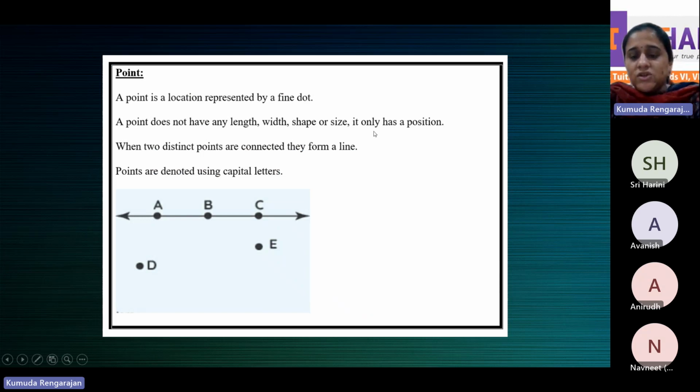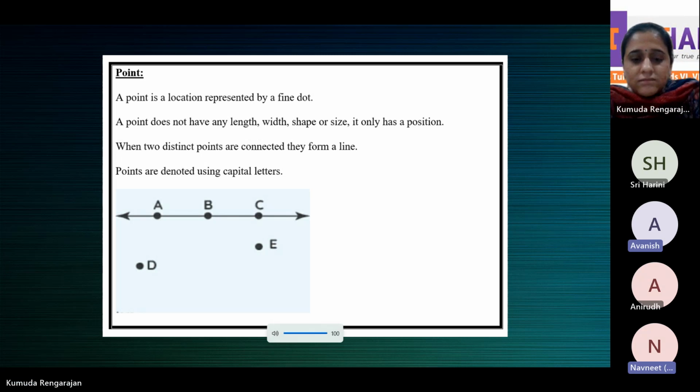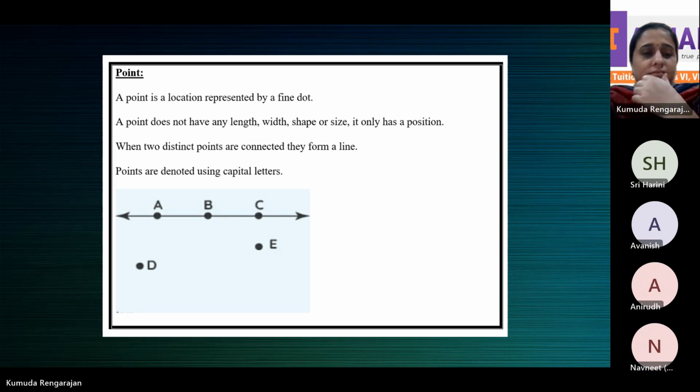Okay, good evening once again, children. I've shared my screen. Is it visible? Yes, ma'am. Visible. Okay, Harini, you can see my screen? Yes, ma'am. All right, fine.